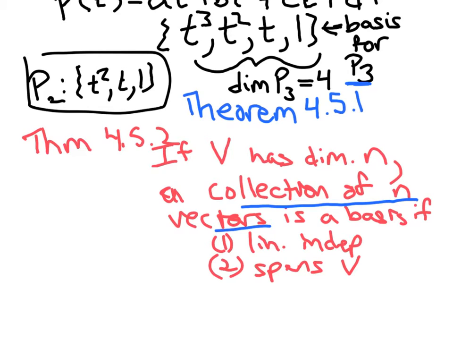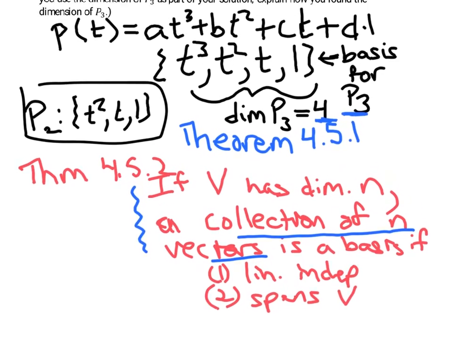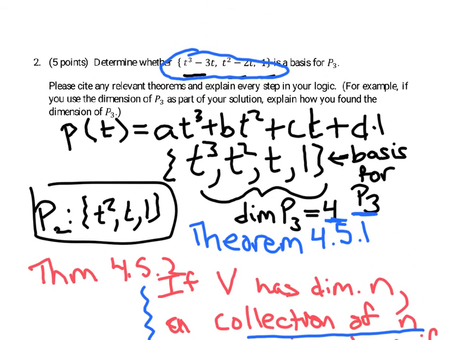The dimension of P3, like I said up here, is 4, and you don't have 4 vectors. So you're missing the whole beginning part of this theorem. That's why you can't apply that one. So the correct answer for number 2 is to point out that the dimension of P3 is 4 and that you were only given 3 vectors, so there's no way it's a basis.